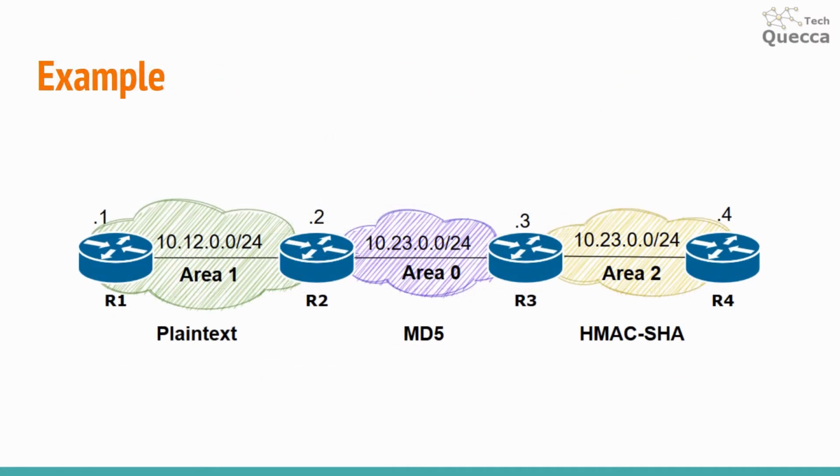To summarize information discussed in this topic, I would like to do a configuration example. For this example, I'm going to use a topology with 4 routers: R1, R2, R3 and R4. I'm going to configure multi-area OSPF, and I'm going to use plaintext OSPF authentication between routers R1 and R2, MD5 OSPF authentication between routers R2 and R3, and HMAC-SHA OSPF authentication between routers R3 and R4.